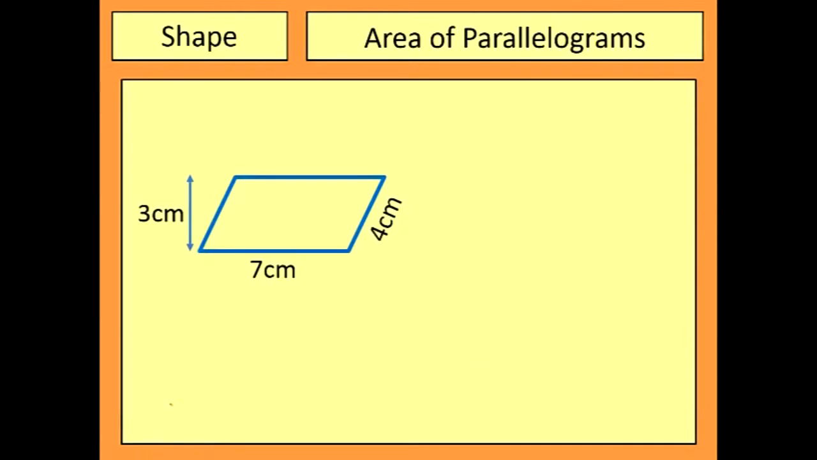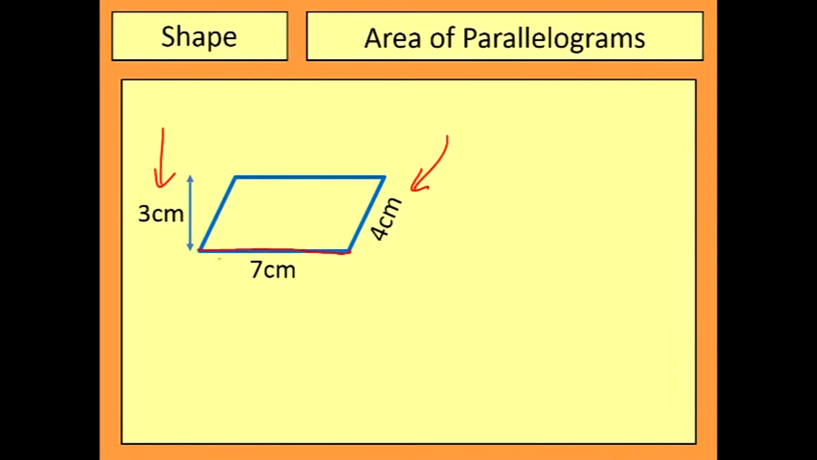Let's have a look at a second example then. So we have another parallelogram, only we've got 3 bits of information on it this time. We have a 7, a 3 and a 4. Now it should be fairly obvious that 7 here is a base, but which one's going to be the height? Is it going to be the 3 here, or is it going to be the 4 here?